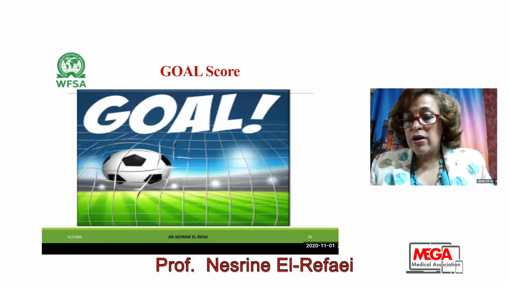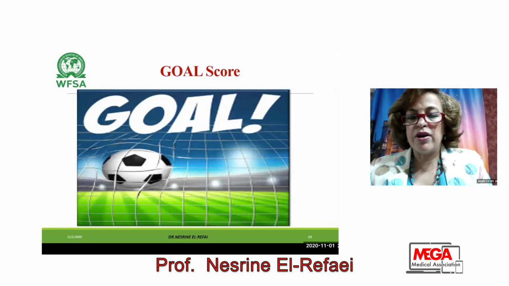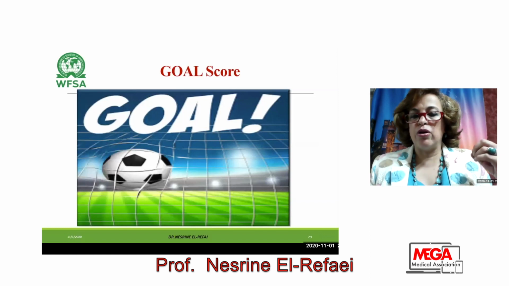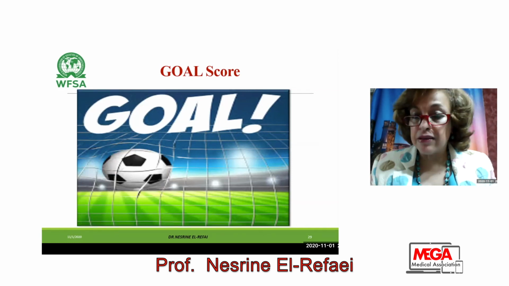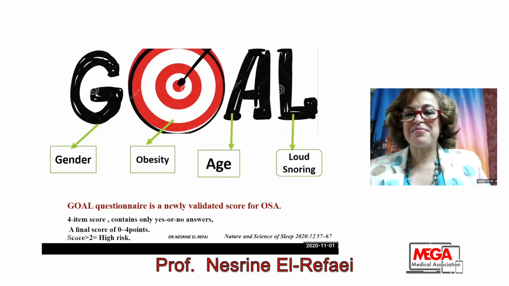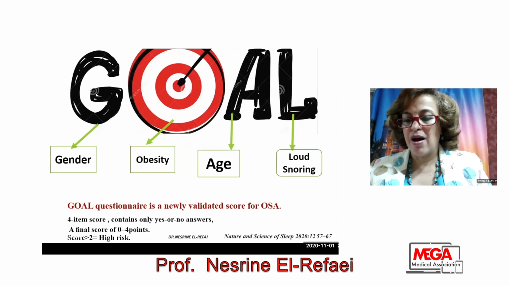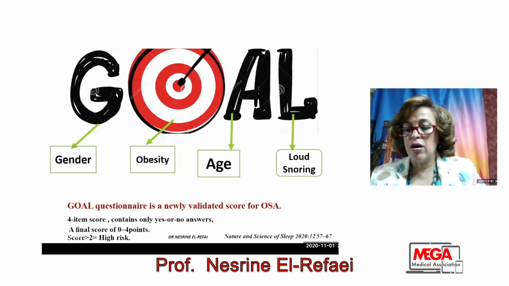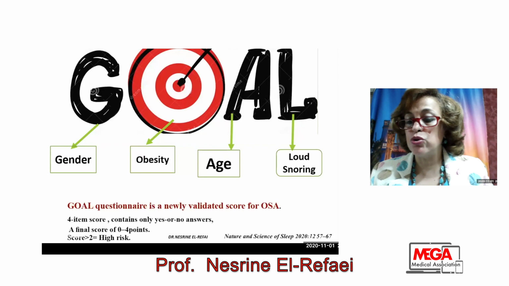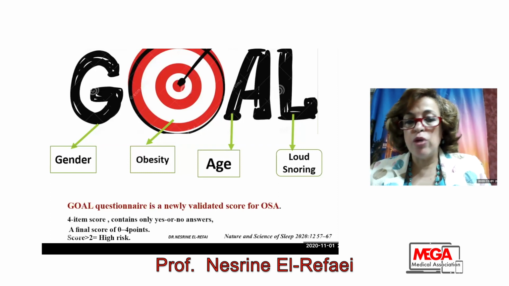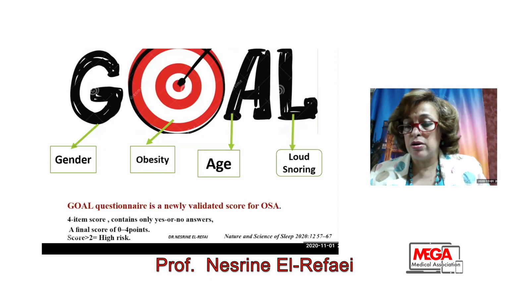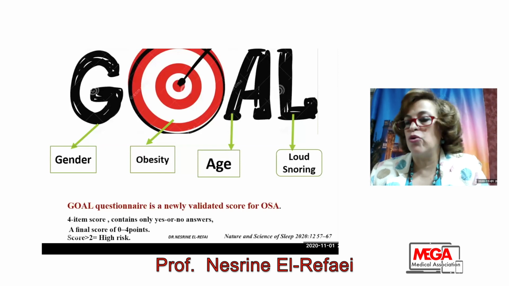Our goal is to find a very simple score that we can rehearse, that is easy to remember, and that is valid to detect obstructive sleep apnea. And here I got you this surprise. I found a very new, recently discovered score called GOAL. It was published in Nature and Science of Sleep in June 2020. This score or questionnaire is newly validated for obstructive sleep apnea. It has 4 items with only yes or no answers.